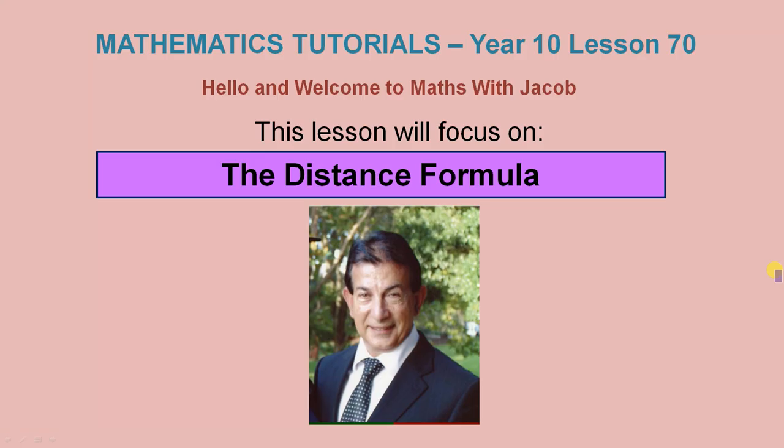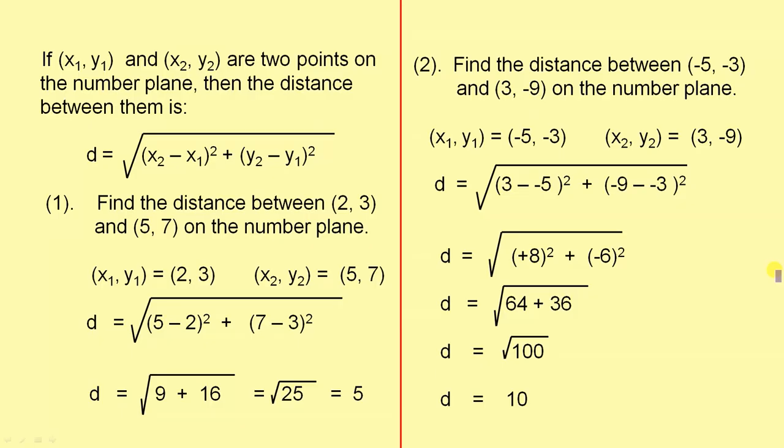This lesson will focus on the distance formula. If x1, y1 and x2, y2 are points on the number plane, then the distance between them is d equals the square root of (x2 minus x1) all squared plus (y2 minus y1) all squared. I'll explain what these mean when we do this example right now.